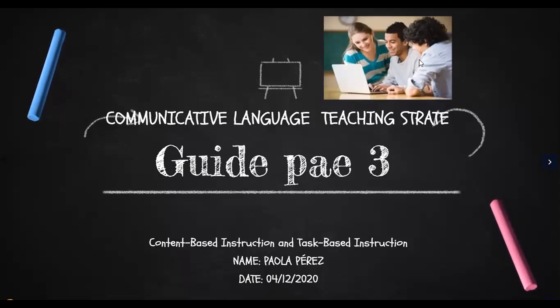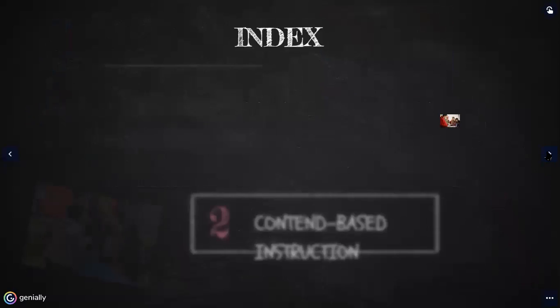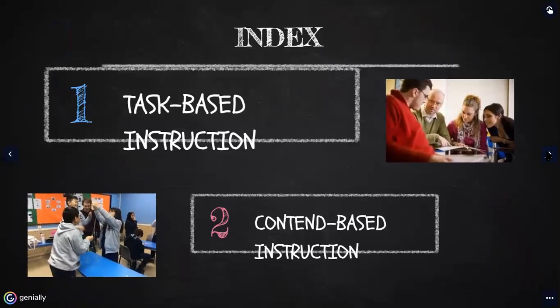Today I am going to present Learning Outcome 3, which is about content-based instruction and task-based instruction. So now I'm going to start. The index: first I'm going to explain task-based instruction, and then I'm going to give you a brief explanation about content-based instruction. In this part, I am going to explain the concept, some advantages, disadvantages, and some purposes of this approach.